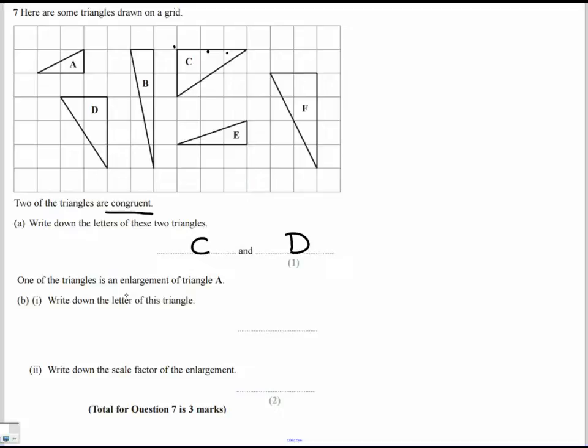One of the triangles is an enlargement of triangle A. Write down the letter of this triangle. So A is 1 by 2, so we're looking for something that multiplies 1 and 2 by the same amount. If we look at D, it's got 2 and 3, so they're not multiplied by the same amount. But if we look at F, it's 2 by 4. So the 1 is multiplied by 2, and the 2 is multiplied by 2. So F is the triangle that is an enlargement of A. And because we've gone from 1 to 2 and 2 to 4, the scale factor of the enlargement is 2.